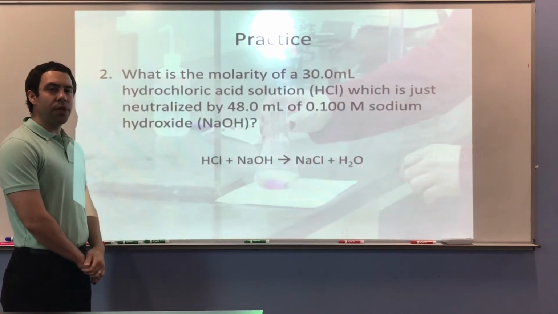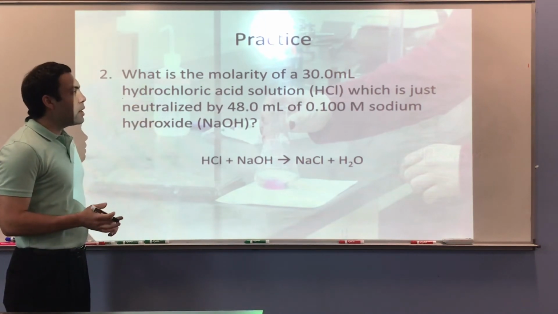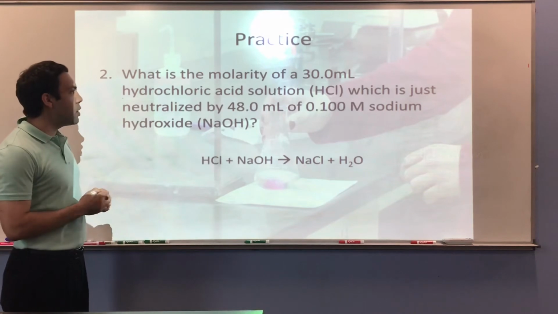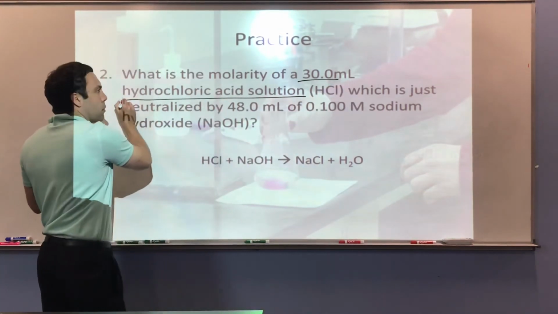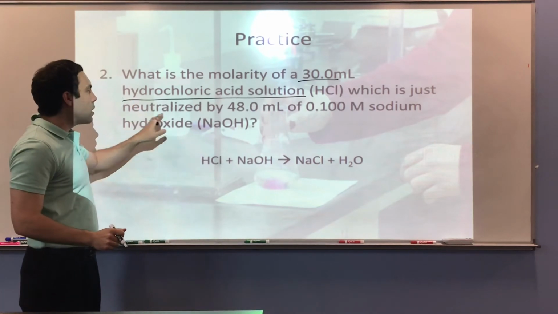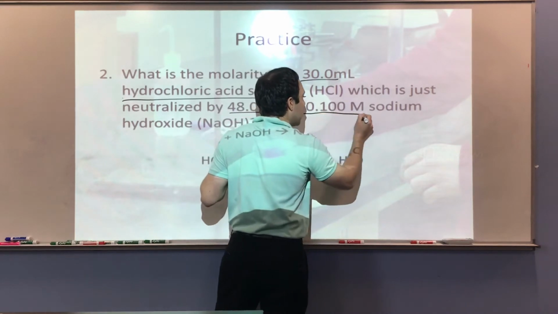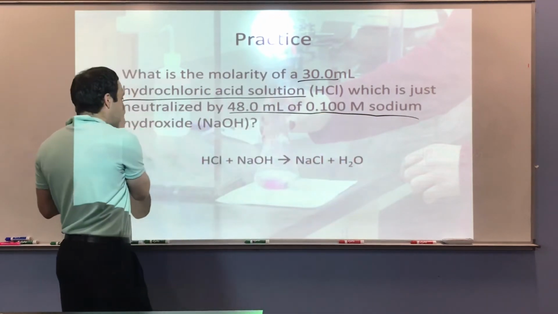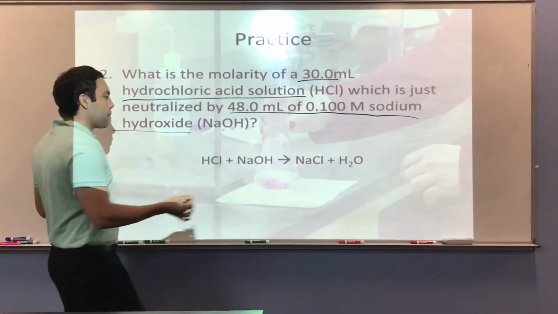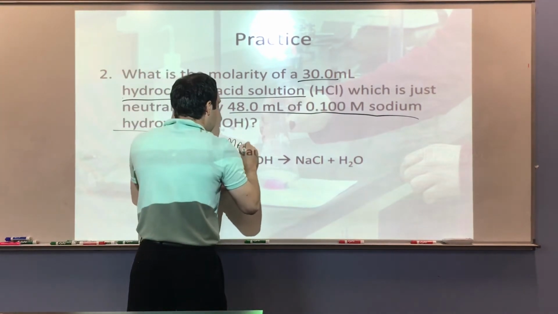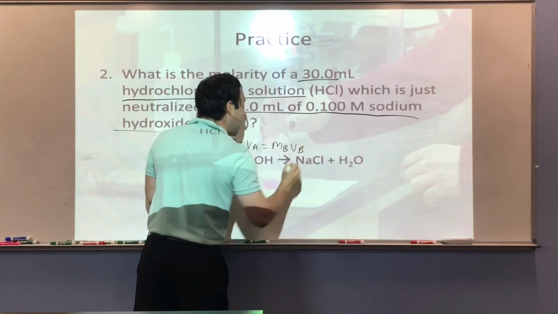Practice problem number 2 states, what is the molarity of a 30.0 milliliter hydrochloric acid solution which is just neutralized by 48.0 milliliters of 0.100 molar sodium hydroxide solution? First thing we do is we write our formula. I'm going to write it here, Ma Va equals Mb Vb.